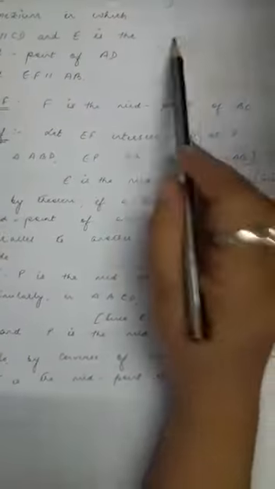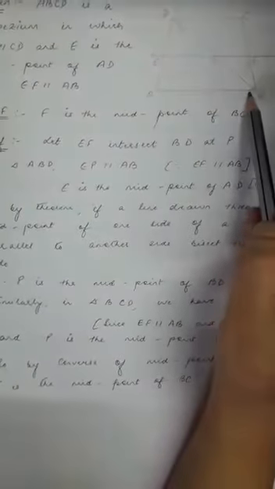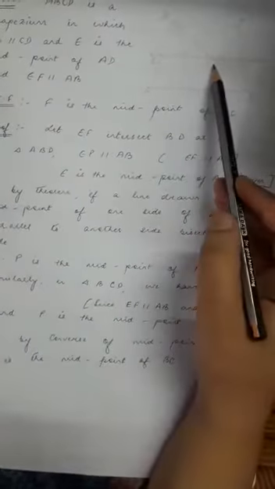Now for that, EF intersects BD at the point P, we can see. Now in triangle ABD, EP is parallel to AB since EF is parallel to AB. Also it is given that E is the midpoint of AD. So by theorem, if a line drawn through the midpoint of one side of a triangle parallel to another side bisects the third side, therefore P can be said as the midpoint of BD.